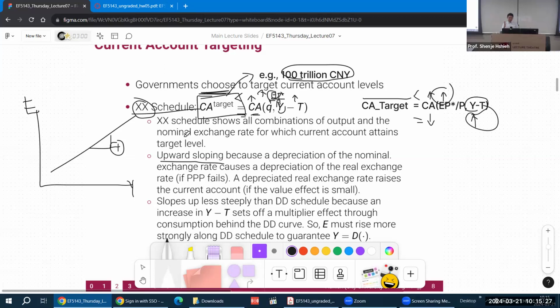Clear? So based on that equation now, you should know how to shift the target. If I adjust the target higher, and I have the same output level, then my left-hand side will be greater than my right-hand side, and I have to adjust E to restore parity. And E can only increase upward to increase Q, so that the current account increases to restore parity. So the entire curve shifts upward if I decide to increase the target. Agree? So that's how you shift the target curve.